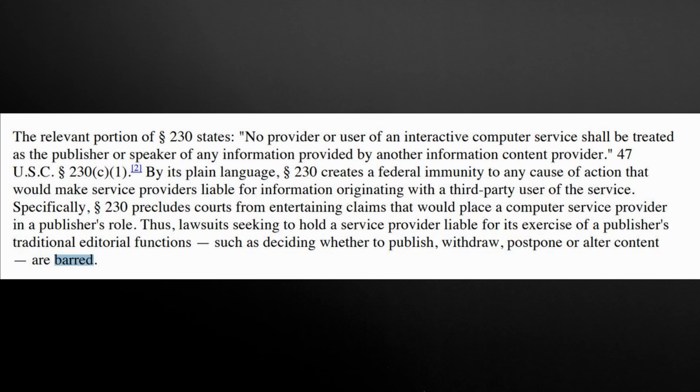that 230 precludes courts from entertaining claims that would place a computer service provider in a publisher's role. Thus, lawsuits seeking to hold a service provider liable for its exercise of a publisher's traditional editorial functions, such as deciding whether to publish, withdraw, postpone, or alter content, are barred.